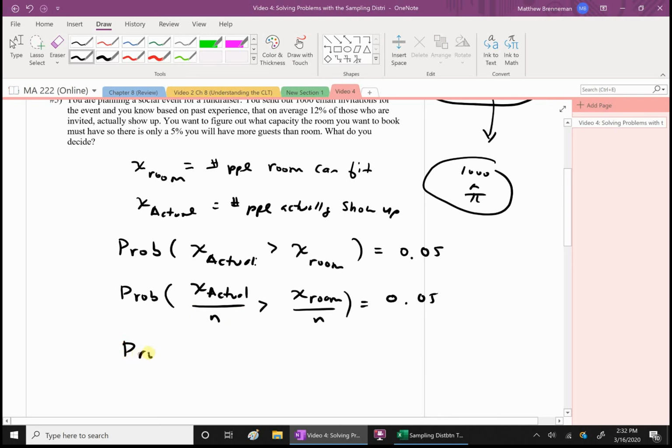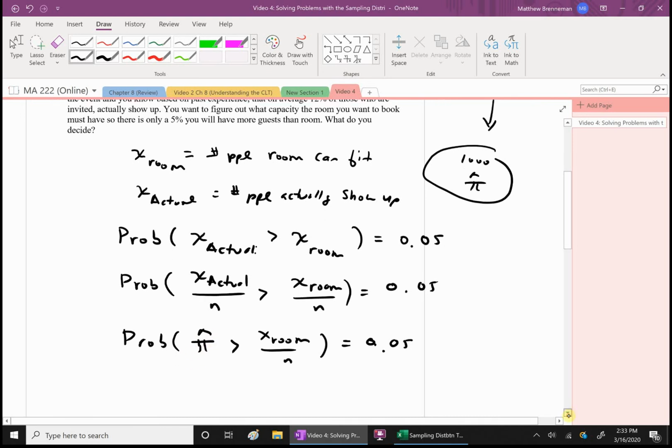So this is the probability that pi hat is going to be greater than some unknown value. Okay? I don't know what this value is. This is the percentage of people who were invited that will fit in the room, okay? So notice what this value is. This is a variable, right? I don't know what pi hat is. Pi hat here is actually a variable.